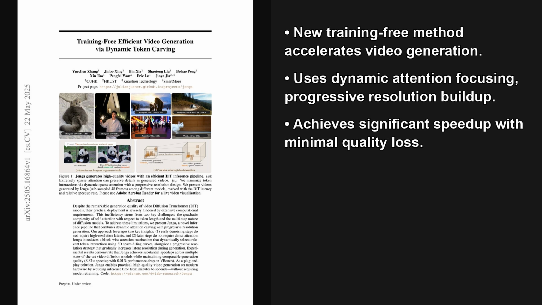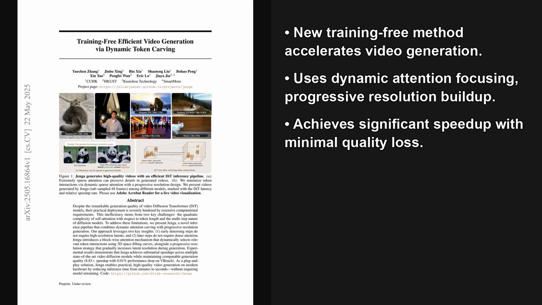I am Alex. Today, we're looking at a new paper from May 22nd, 2025, trending on Papers with Code, titled Training Free Efficient Video Generation via Dynamic Token Carving. This work introduces Jenga, a novel pipeline to make high-quality video generation much faster. It tackles the intense computational demands of current video diffusion transformer, or DiT models.